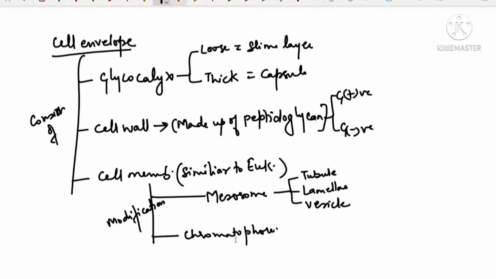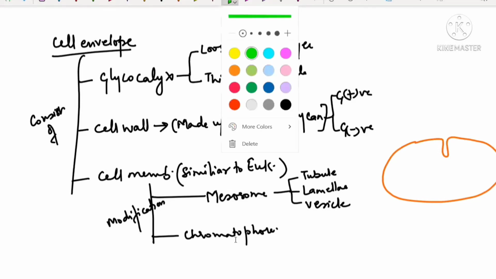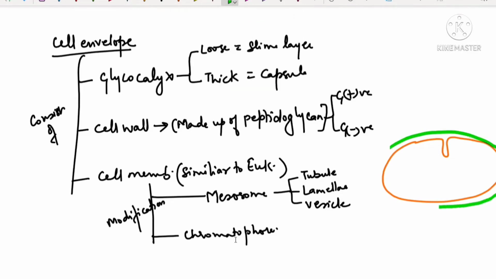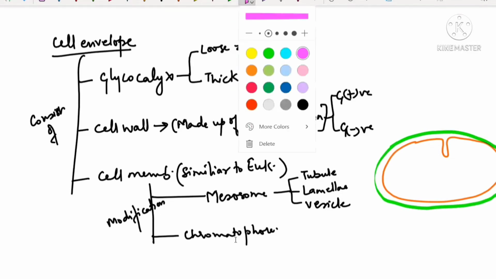Now, how to learn the mesosome function? See, a very easy presentation. Imagine this is a diagram of bacteria, I'm drawing it. Right now I'm drawing only the mesosome. So this is the cell membrane I've drawn. This is the cell wall. And this is your outermost glycocalyx.